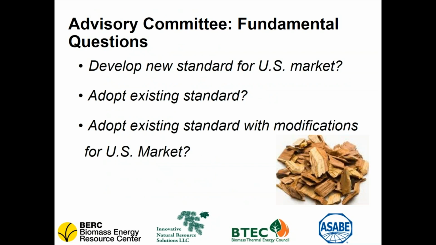Next slide. So the advisory committee started out, and we had really 3 potential pathways that we could go down with this initiative. The first was we could develop a new standard for the US market. The next option was to adopt an existing standard, or the third option was we could adopt an existing standard but make some modifications for the US market. And there are some established methodologies that ASAB and ANSI have for doing that third option. So we had to look at each of those and quickly figure out which path we're going to go down to get to the end goal.